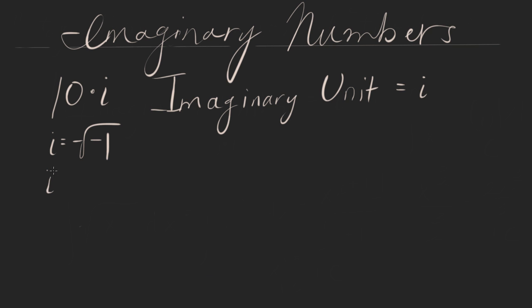So let's say that we have i squared. We would have i times i, and that is equivalent to the square root of -1 times the square root of -1. And you may have guessed that that's going to equal -1. So i squared is equal to -1.